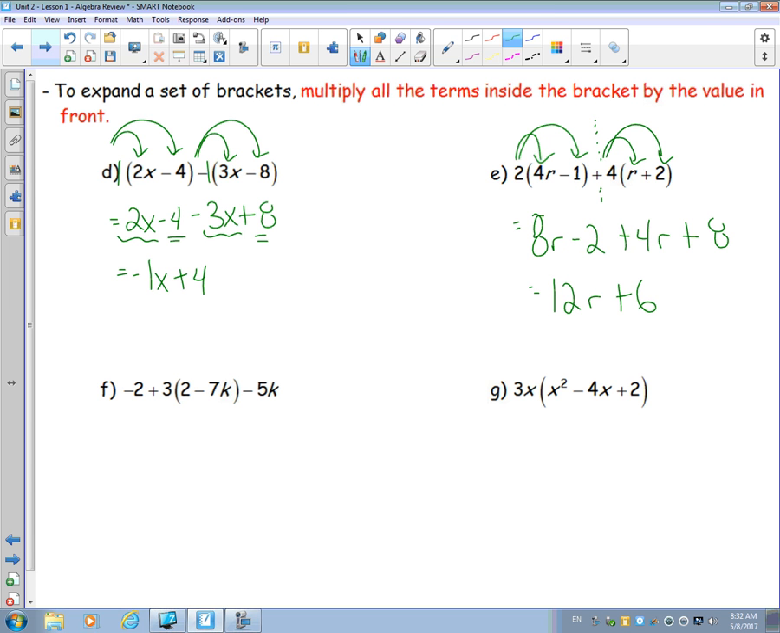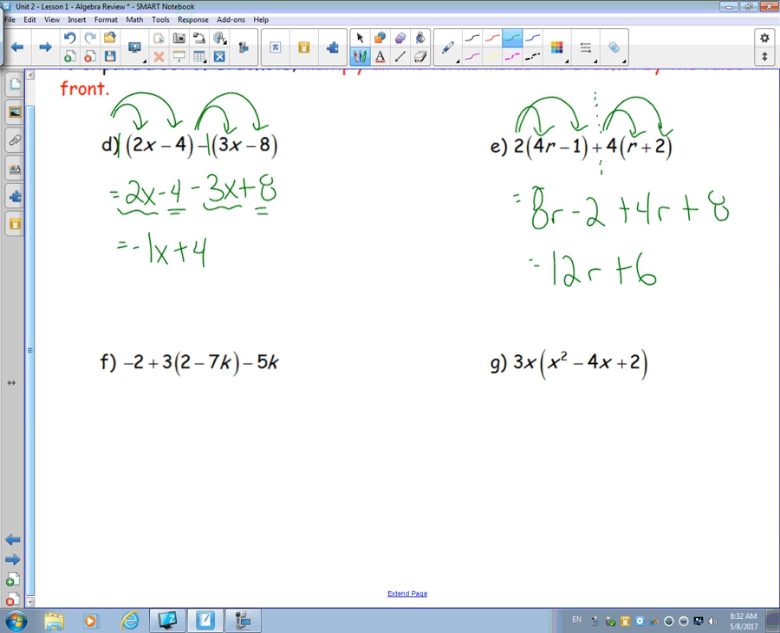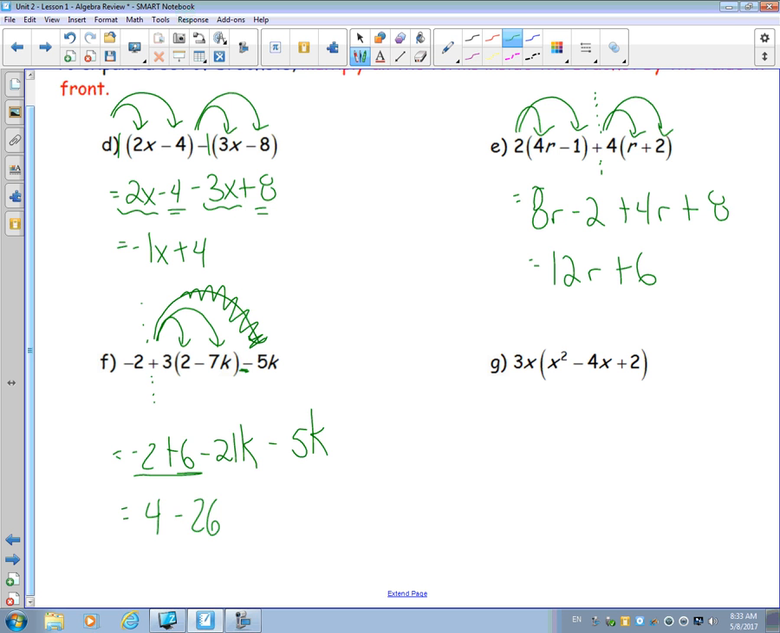Okay, if we look at f, plus and minus signs separate things. So I have a first section here, just negative 2. Then I have a plus sign that separated the multiplying. And then I see a minus sign over here, so again, that part's separate, so it's just minus 5k. Do not multiply the 3 and the 5k, because that is not inside the bracket. Okay, collect our like terms. Put these two things together first. I got 4, and then minus 26k.